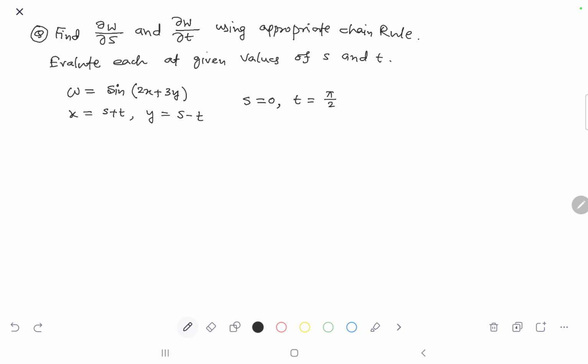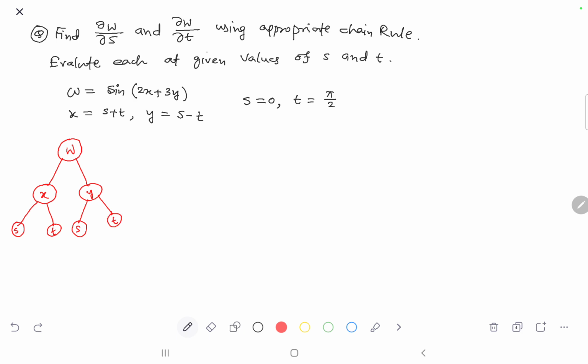So we have w a function of x and y. x is a function of s and t, y is a function of s and t, and there is a particular value for s and t. So we have the second case, right? So we have here w, we have here x, and x is a function of s, and it is a function of t. Here it is y, and then y is a function of s, and a function of t.